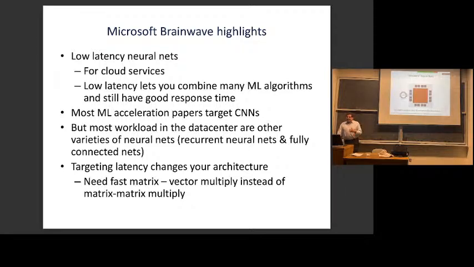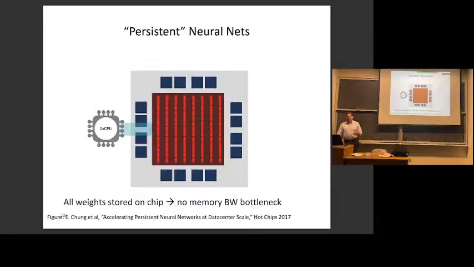Without batching, they can wind up with a big bottleneck trying to get weights from off-chip memory, because that's the problem that batching helps you with, right? Bring the weights in once, use them for like 10 images or 10 sequences, then get the next set of weights. So their solution to that is what they call persistent neural nets. If they can store all the weights on chip, then they don't have to worry about this off-chip memory bandwidth problem.